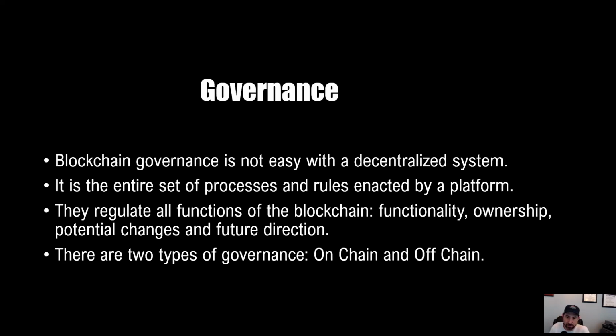All right, let's keep going. Governance. We just mentioned governance. So blockchain governance is not easy with a decentralized system. All right. And what it is, it's the entire set of processes and rules enacted by the platform. So whenever you hear the word governance, it's basically the rules of the platform. It regulates all the functions of the blockchain, the functionality, the ownership, and any changes and future direction, right? So governance is really, really important when it comes to blockchains. And we have two types of governance. There's on-chain and there's off-chain governance, okay? And it's really important that you understand this because it's going to determine the whole future of the chain, really.